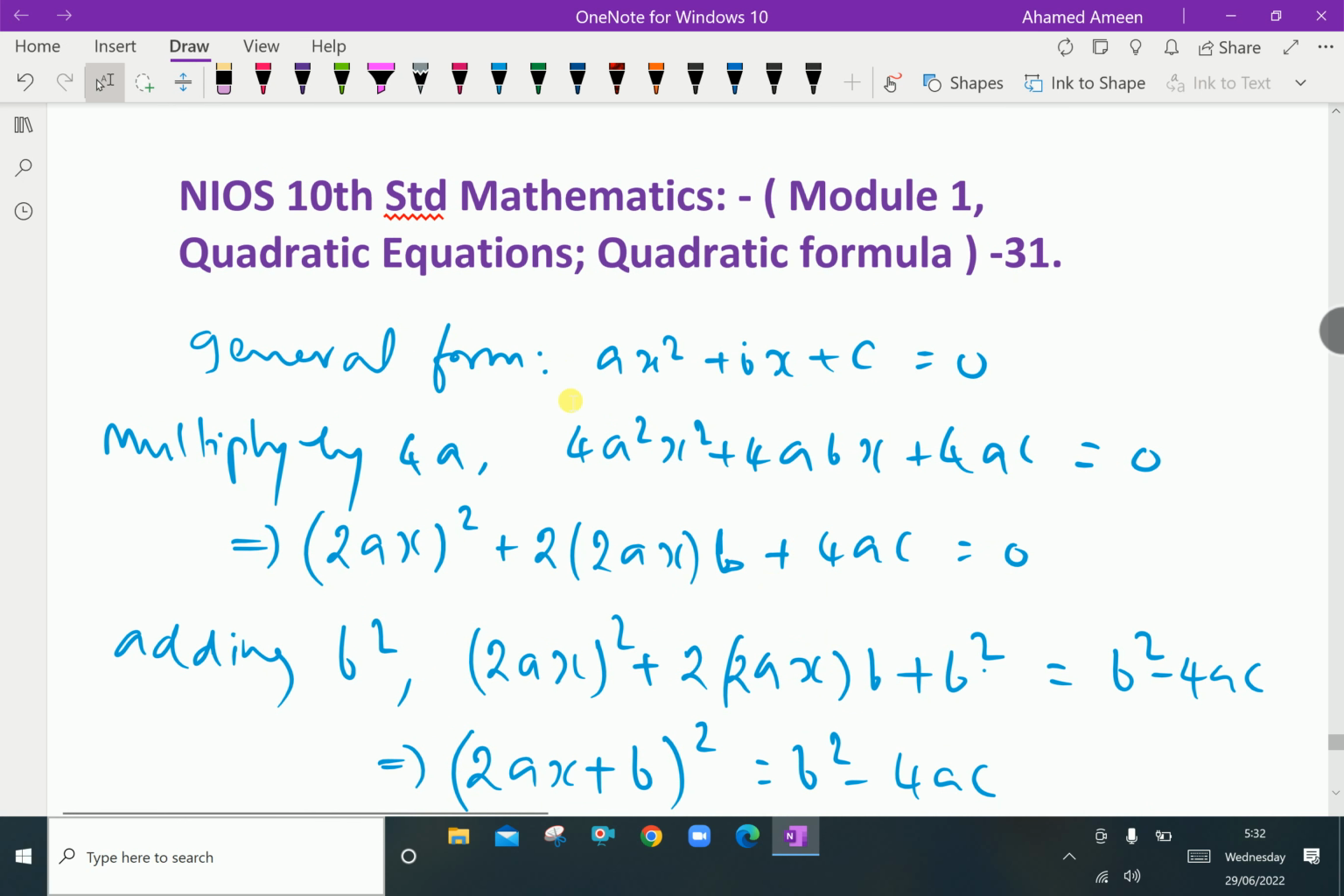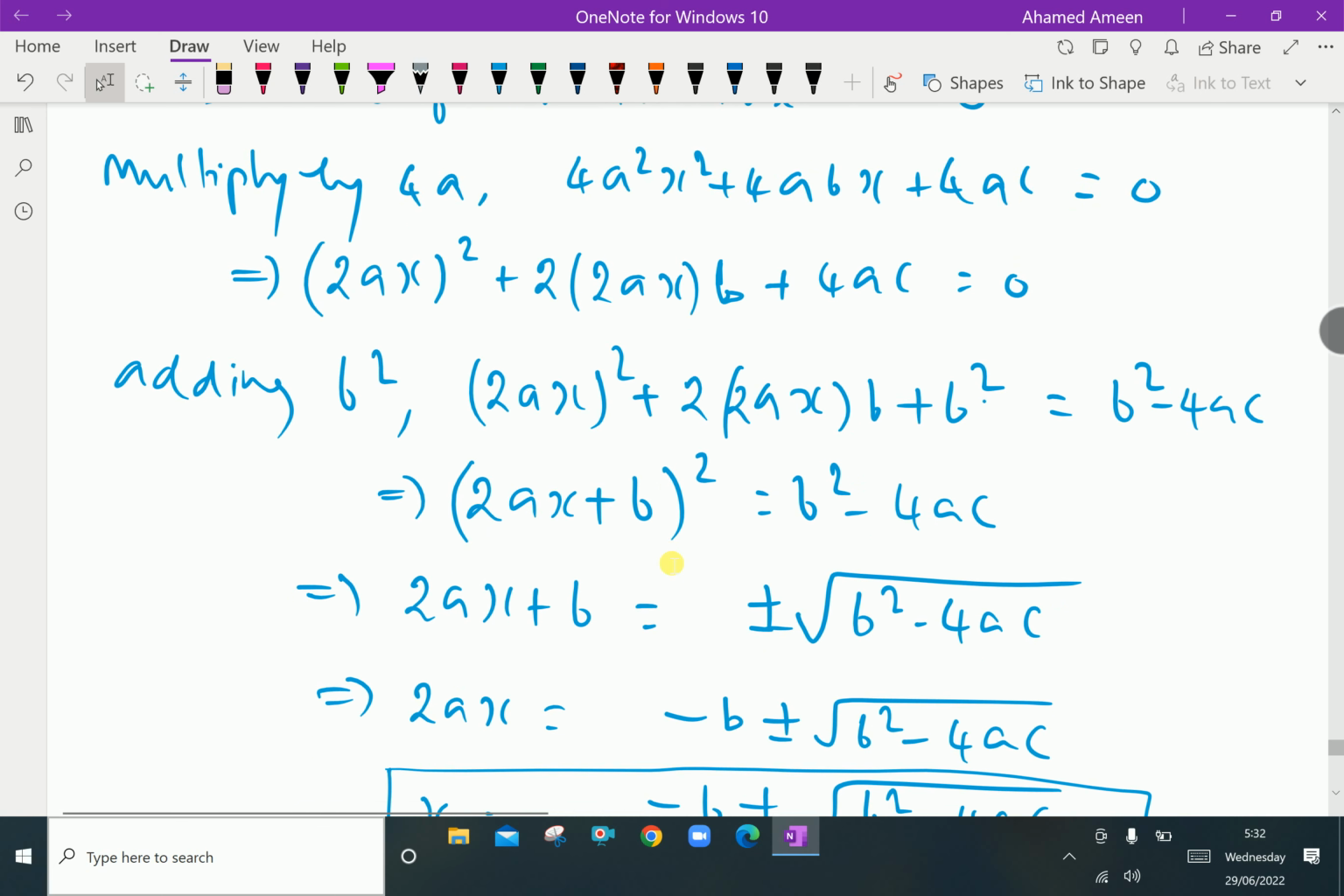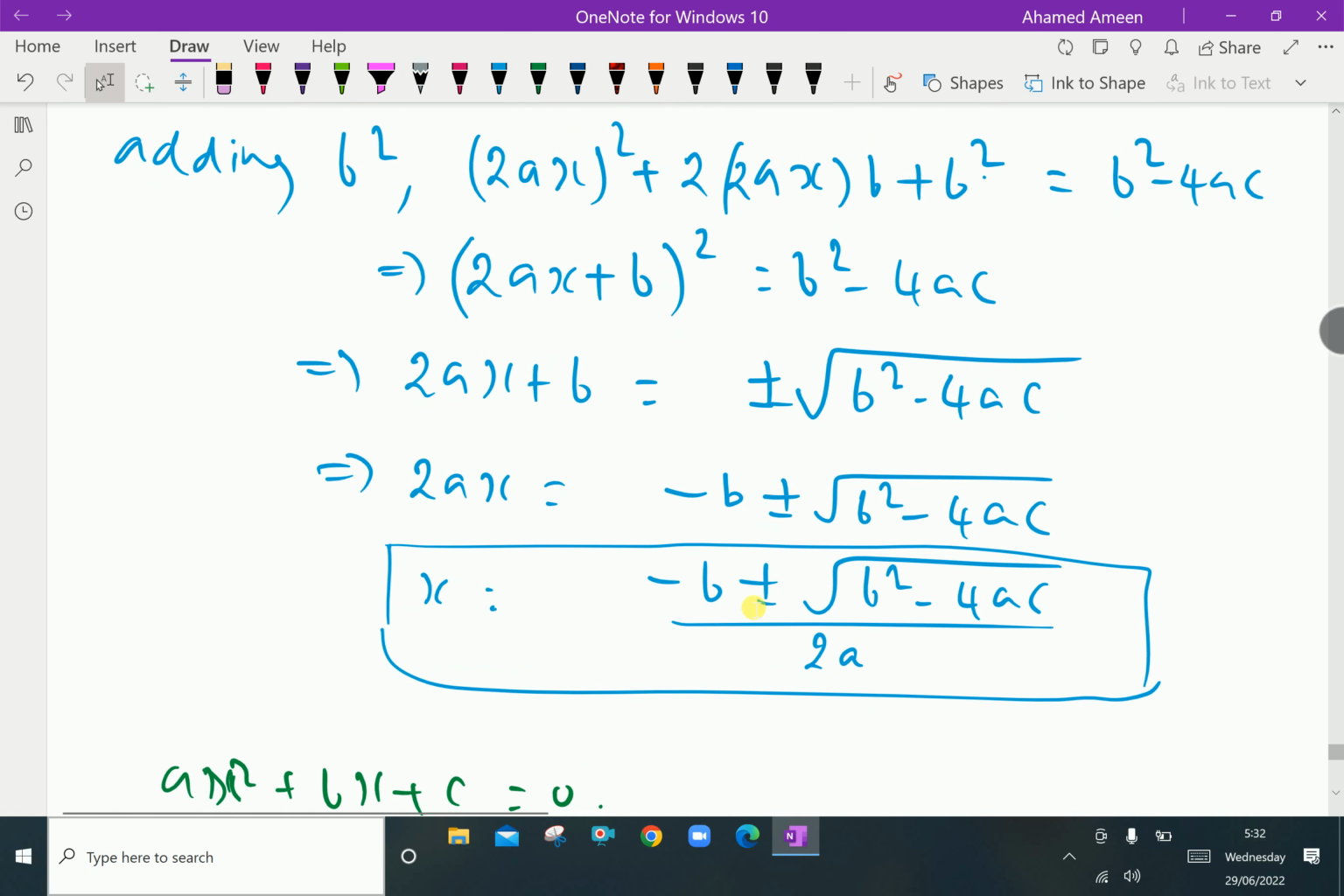We discussed here that the general form of a quadratic equation is ax squared plus bx plus c equals 0. Then we do some operations, addition and multiplication. Then we get the quadratic formula, that is x equal to minus b plus or minus root b squared minus 4ac by 2a. It is better to remember this formula. It's very useful for solving any type of quadratic equation.